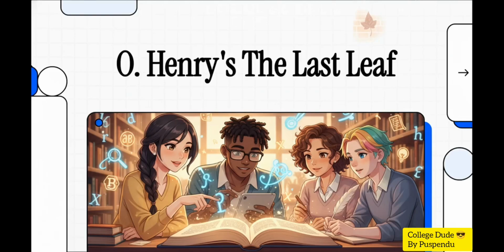Welcome to This Explainer. Okay, today we are setting out on a seriously fascinating journey to completely deconstruct a true literary masterpiece. We're talking about O. Henry's absolute classic, The Last Leaf. But look, we aren't just going to read through the story. We are going to actually unpack the genius of the author and the specific linguistic tools, the nitty-gritty vocabulary and grammar that he used to build it.